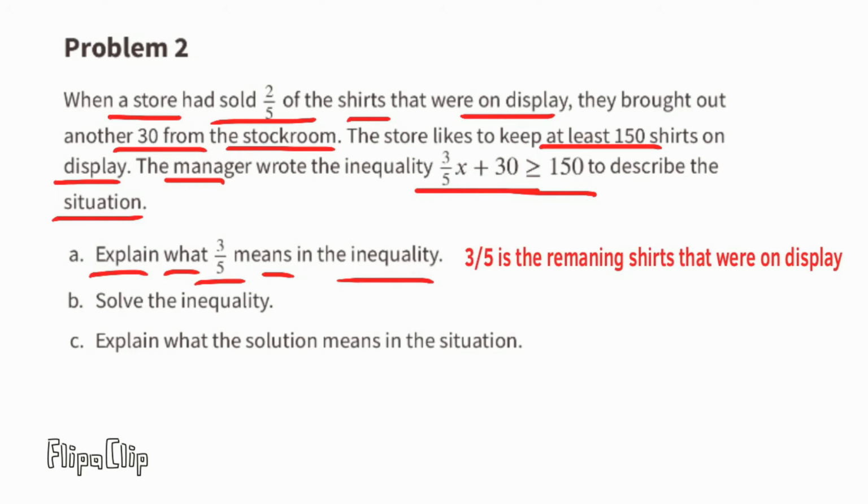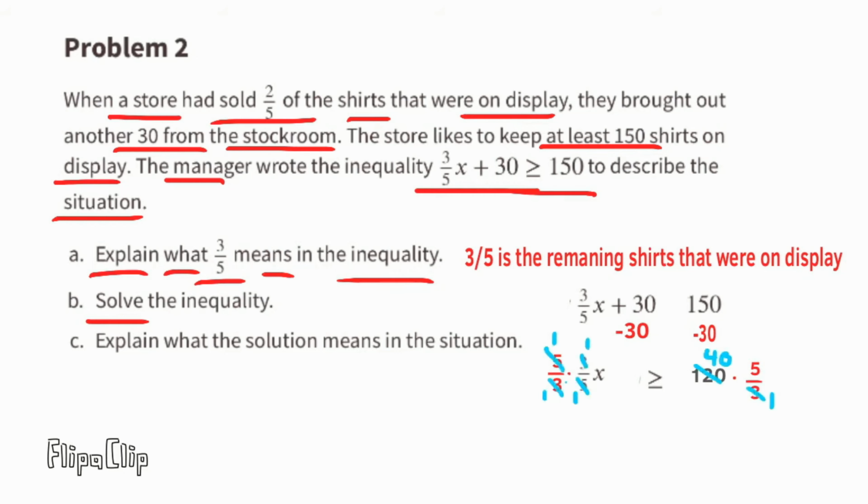3/5 represents the remaining shirts on display after 2/5 of the shirts on display were sold. B. Solve the inequality. First, subtract 30 from both sides of the inequality. Then you're left with 3/5 times x is greater than or equal to 120. Next, to make it 1x, we need to multiply by the reciprocal of 3/5. 5/3 times 3/5 times x equals 1 times x, or x. And 120 times 5/3 equals 200. The solution is x is greater than or equal to 200.